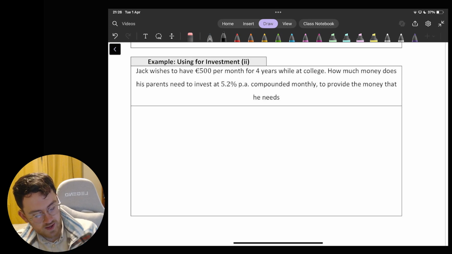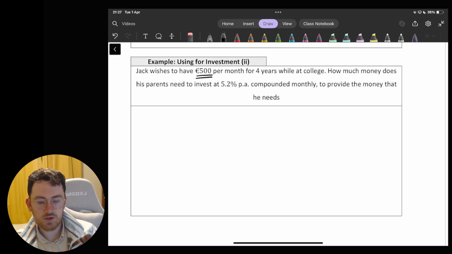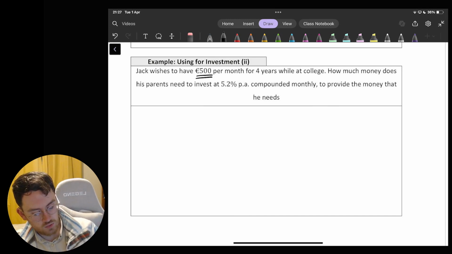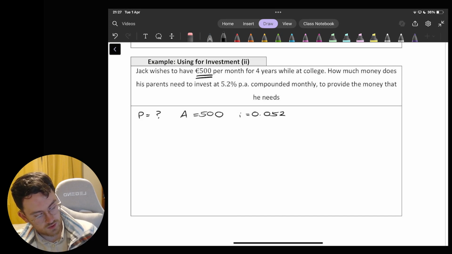Okay, so let me see. He wants to have €500 for the 4 years while he's at college. For 4 years, he wants to have repayments of €500. So how much do his parents need to invest overall to ensure that that fund remains? So what we're looking at here is that the principal is unknown, the repayments are known, the interest rate is 0.052 per annum. Okay, so we'll just say that's yearly, and the length of time is 4 years, but we were looking monthly, so that's 48 months.